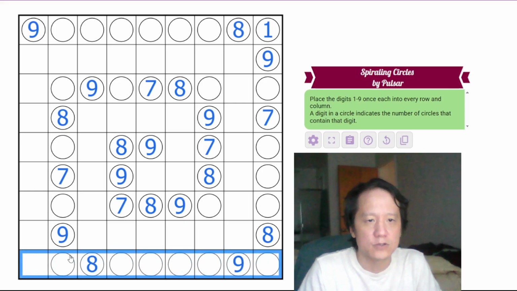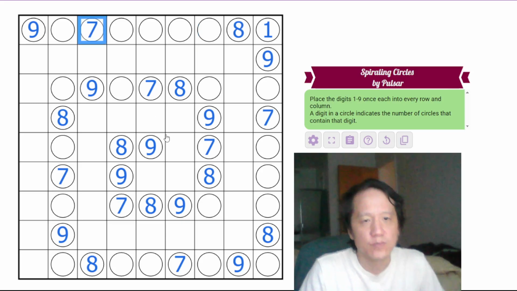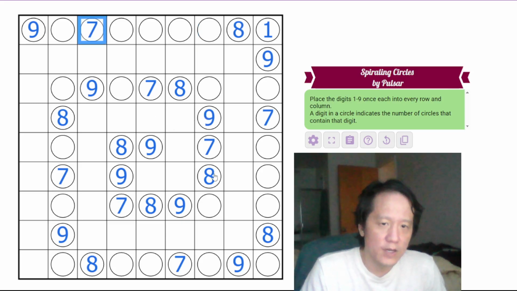Row with 8 circles, this is not allowed, nor are these two, nor is this and this, so this is 7. And the row with 9 circles, 7 can't be here, here, here, here, or here, so it has to be here. And then we can keep doing this.